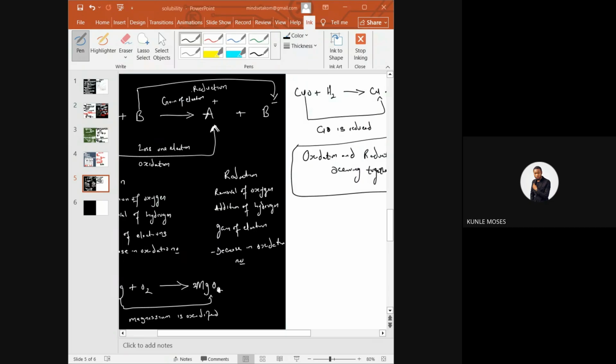Where is linear? Where's linear? Linear, what's your answer? Yeah, the answer is C. I said, which statement correctly compares solutions and colloids?